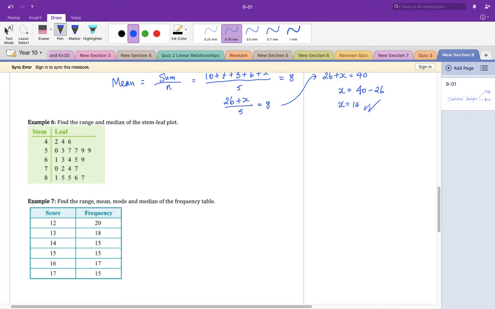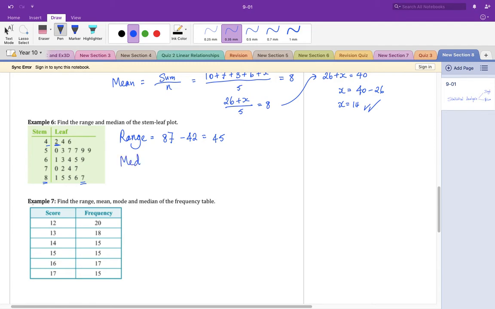to 87. So it says first find the range. The range is going to be the biggest number minus the smallest number, right? What's the biggest number here? The biggest number is going to be the last number. Even though it says 7 here, don't forget your stem. So it's 87 minus the smallest number, which is 42. That's going to give you 45.